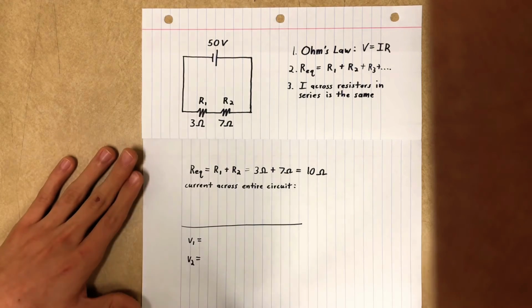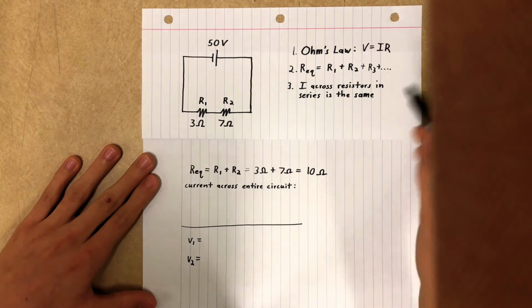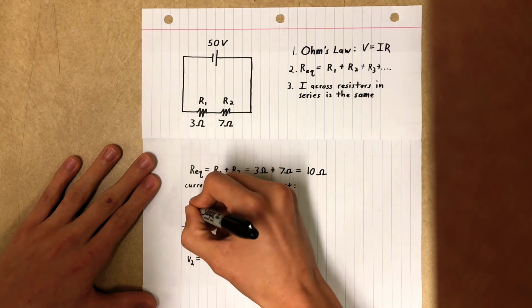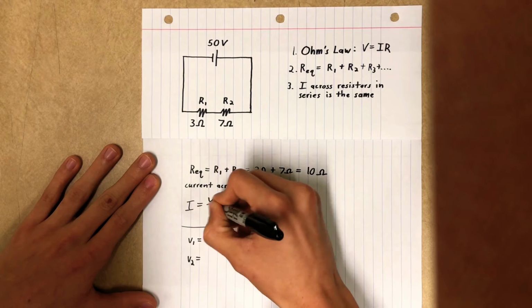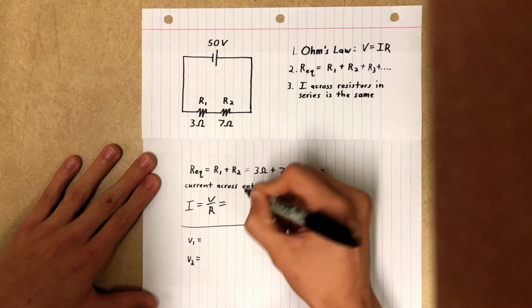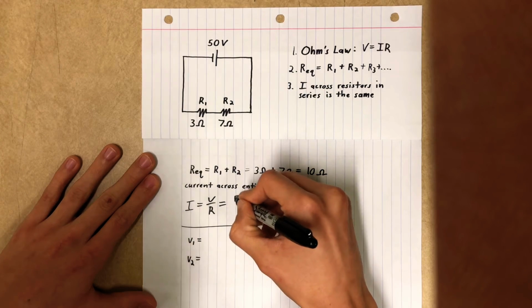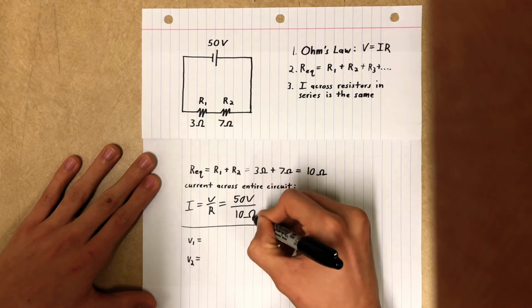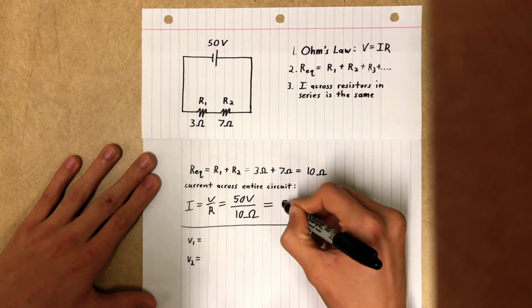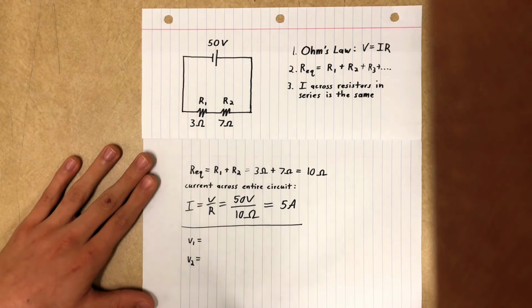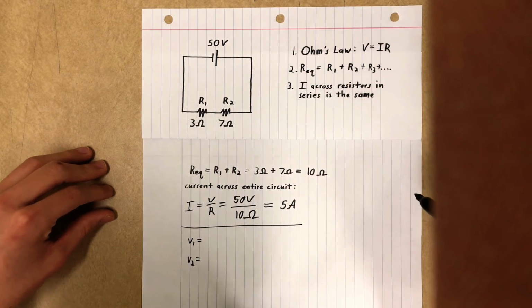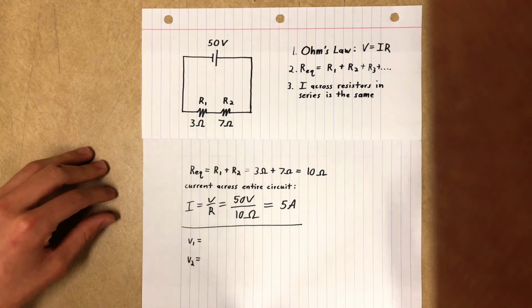And then we're going to use Ohm's law to find the current. So as you can see, it's V equals IR. We divide both sides by R to get the current equals the voltage divided by resistance. So we have our total voltage across the circuit is 50 volts divided by 10 ohms, and that's going to give us 5 amps, which is the unit of current. And since there's only one current and one direction to travel, we know that the current across R1 and R2 will be 5 amps for each of them.